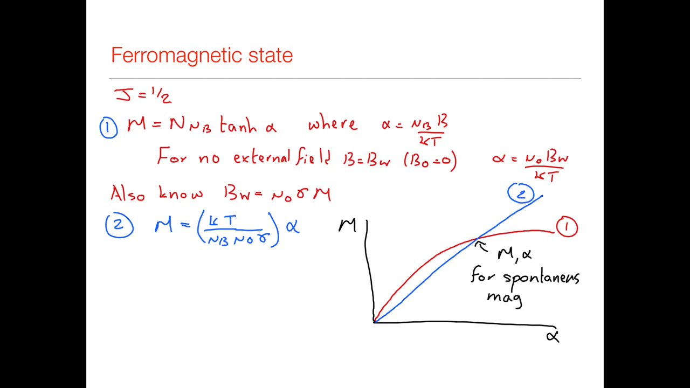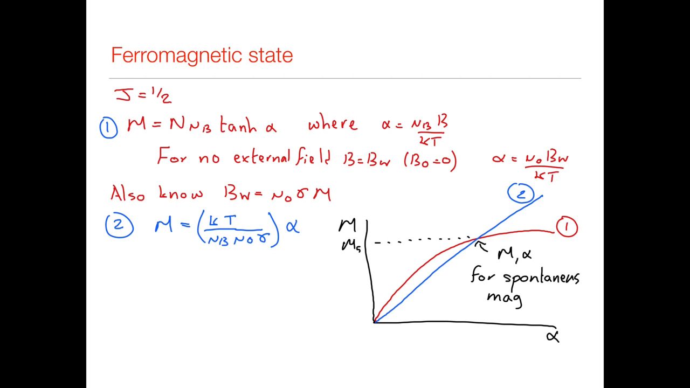That's our value of M and alpha for spontaneous magnetization. So what I could do is read off here, and this would be the value of the spontaneous magnetization. This obviously is going to depend on temperature. So what would change if I looked at different temperatures? Well, equation 1, M as a function of alpha, doesn't depend on temperature. But in the second equation, M as a function of alpha, it does. So the higher the temperature, the steeper the line.